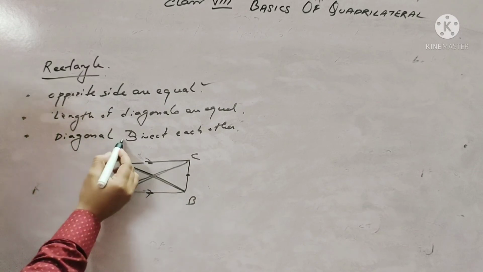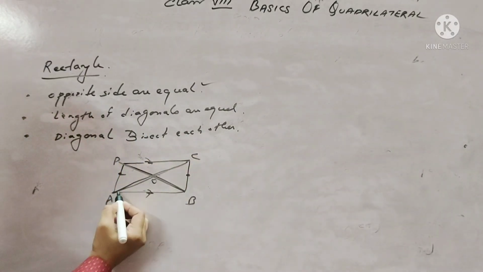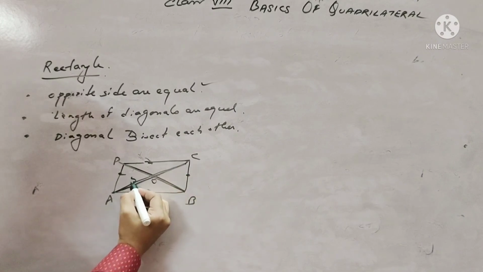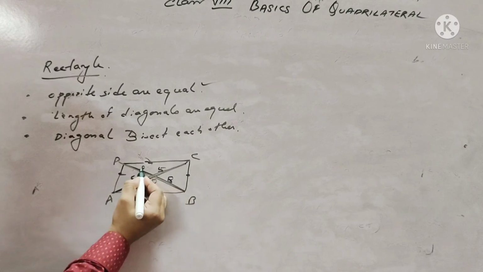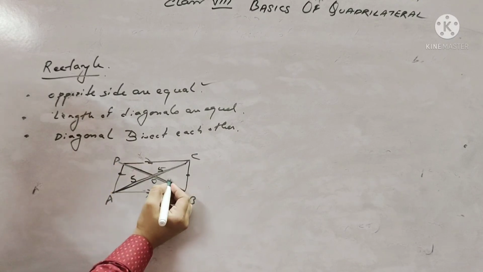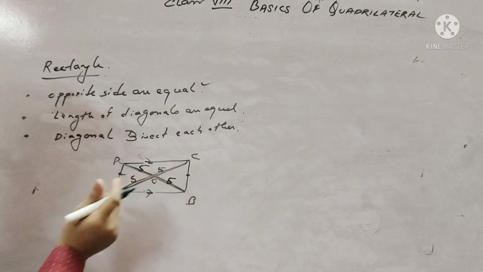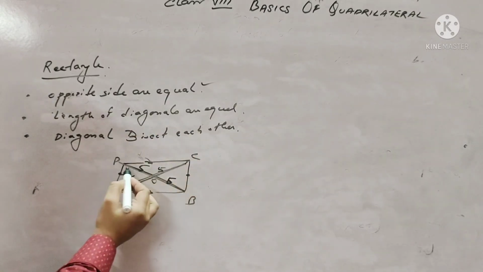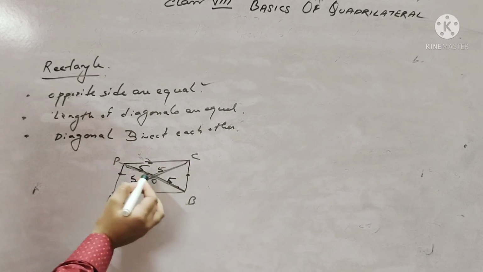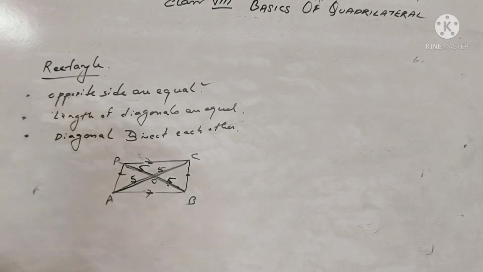Diagonals bisect each other, that means what? Suppose this is 10, that means this one is divided as 5. Suppose this is 15, this one is also 5. The lengths of the diagonals are equal, this one 10, so this one is also 10. Bisect means this one is 5, this one is also 5.